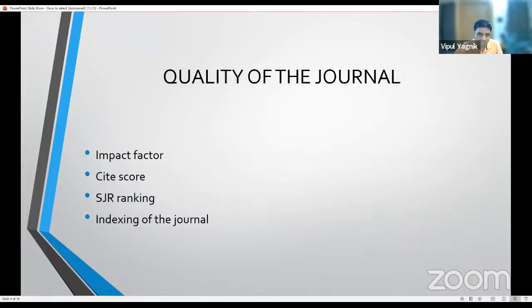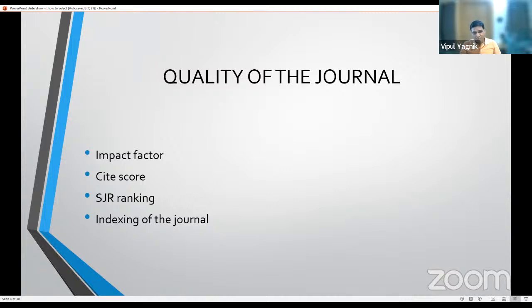First of all, we will see how to judge the quality of a journal. There are a few parameters that can help us identify the quality of a journal. The first parameter is impact factor. The second parameter is CiteScore. The third parameter is SJR ranking. And the fourth parameter is indexing of the journal.